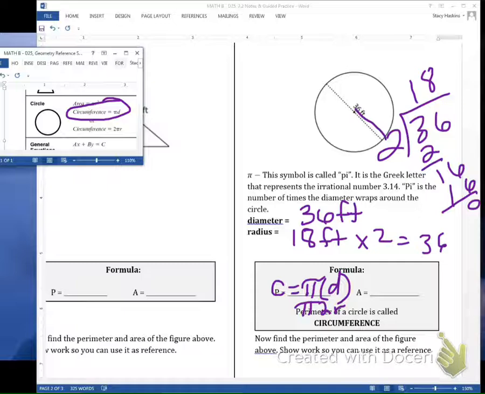Please use a calculator here. Otherwise, you could get round-off errors. There is a button on your calculator with the pi symbol on it. Unless your directions tell you specifically, use 3.14, use the pi button on your calculator.